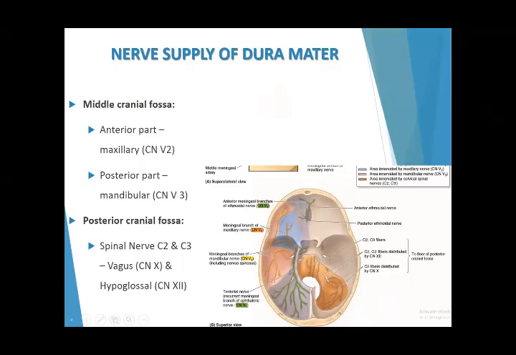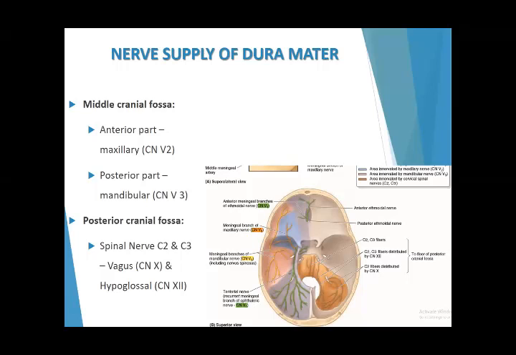Middle cranial fossa पे आ जाए, relatively easy है. The anterior part of the middle cranial fossa is supplied by maxillary, and the posterior part of the middle cranial fossa is supplied by the mandibular. Mandibular is the third branch of trigeminal, और maxillary तो आपको पता ही है, second branch of trigeminal. ये CNV2 is cranial nerve 5 की second branch. ठीक है, posterior cranial fossa पे आ जाए.